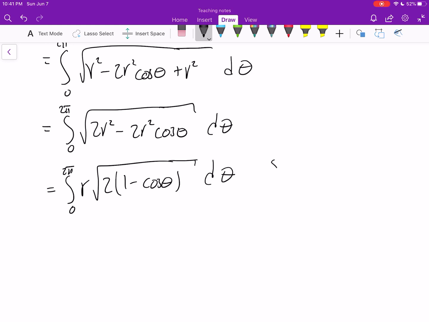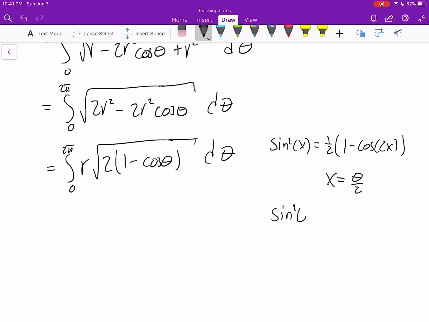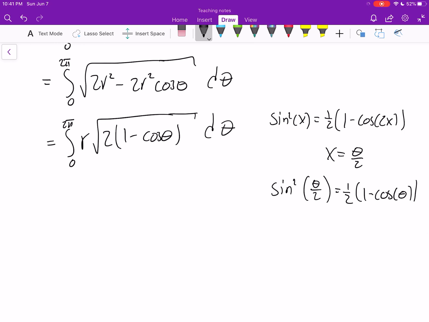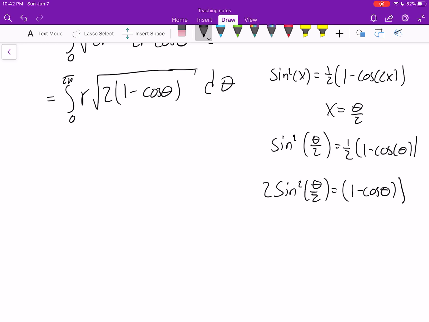You'll remember that sine squared x is equal to 1/2 times 1 minus cosine 2x. So if I take x equal to theta over 2, I'm going to get sine squared of theta over 2 is equal to 1/2 minus 1/2 cosine of theta. Sorry, let me leave that right-hand side alone just because of what I'm trying to solve for. So I'm going to get 1/2 times 1 minus cosine of theta. That tells me that 2 sine squared theta over 2 is equal to 1 minus cosine theta. I'm going to take that and plug it into my integral.